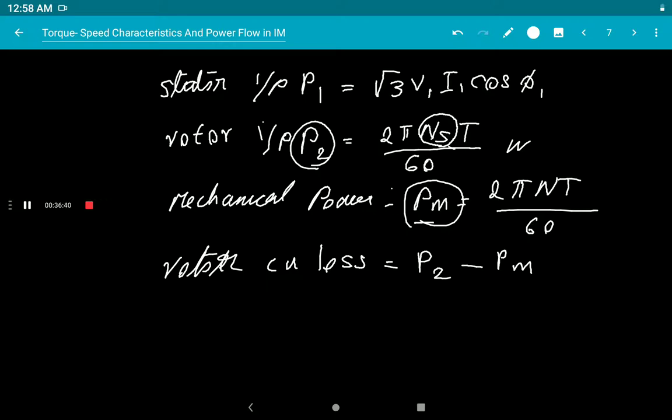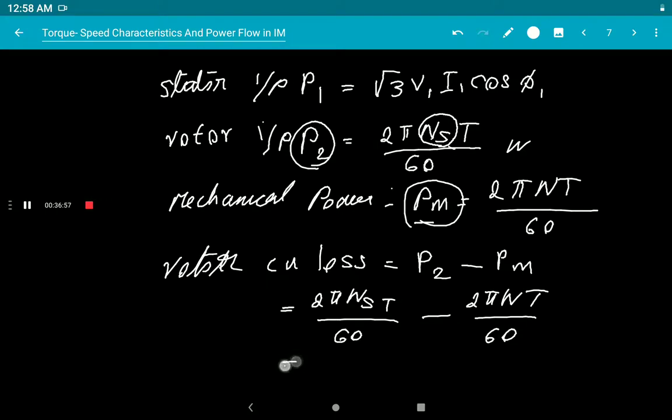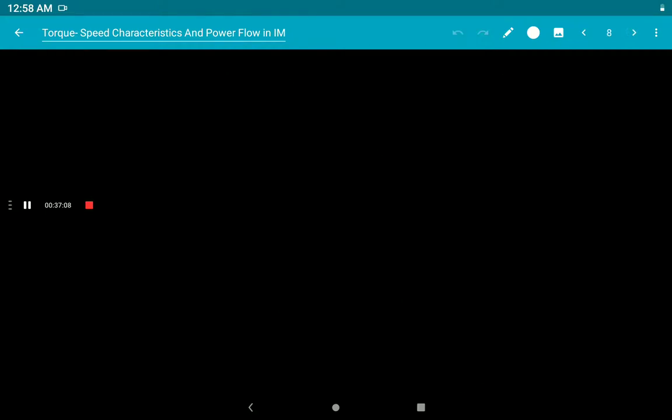Now just substitute the equations here: 2 pi Ns T by 60 minus 2 pi N T by 60. What will be here? You will get Ns minus N into 2 pi T by 60. So we can write another equation. This is the equation for rotor copper loss.